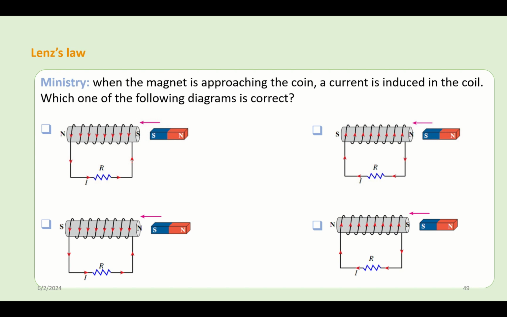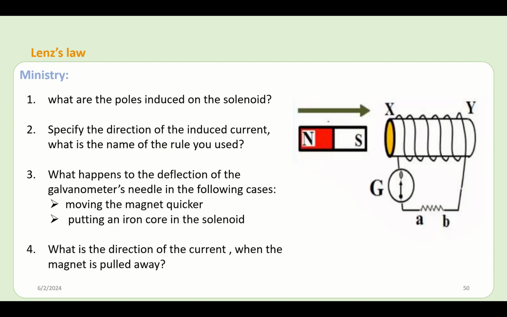We can pause here and answer this question correctly. What are the poles induced on a solenoid? Here we have magnet in, so we'll have repulsion. South, what repels south? South. From the far side, we will have north. So X is south and Y is north.